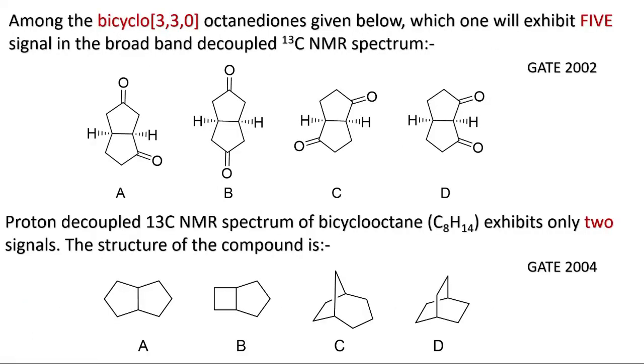Now we will see the next question: among the bicyclo[3.3.0]octane diones given below, which one will exhibit 5 signals in the broadband decoupled 13C NMR spectrum? So they have given 4 compounds, and we have to tell which will give 5 signals. If you see compound A, there are 1, 2, 3, 4, 5, 6, 7, 8 carbons. Again I will count 5 for this and 3 for this.